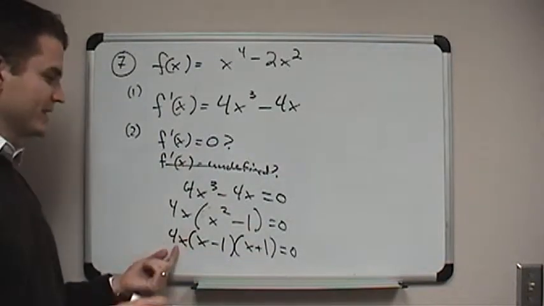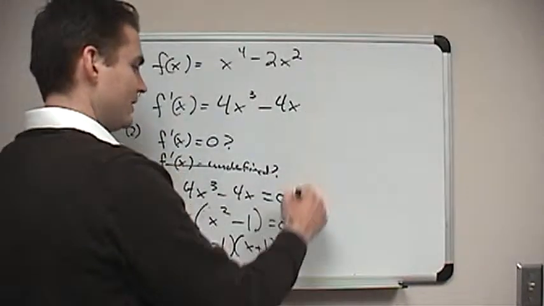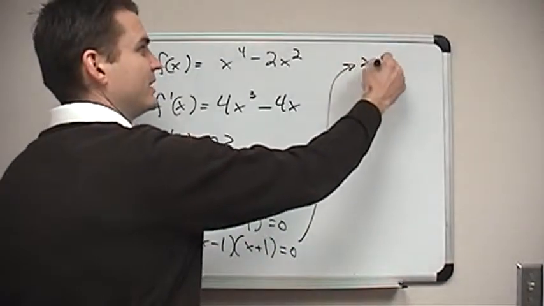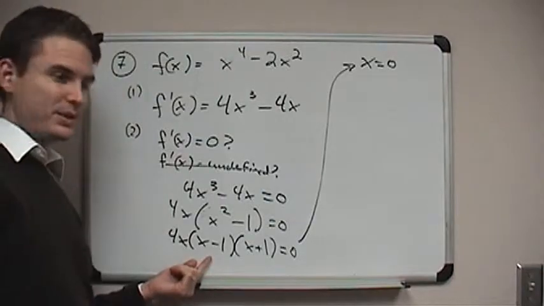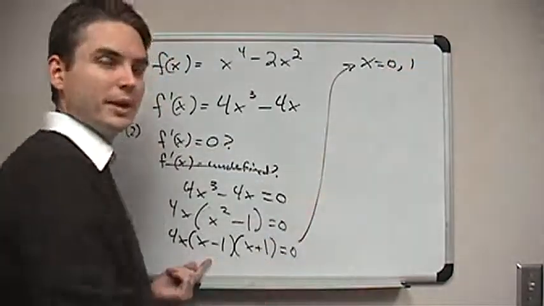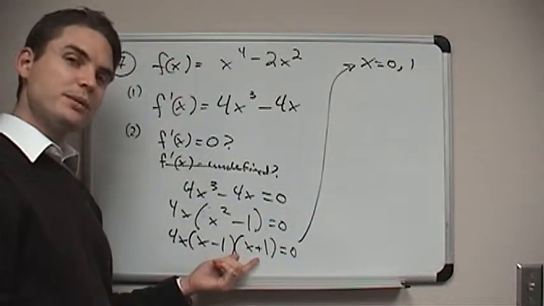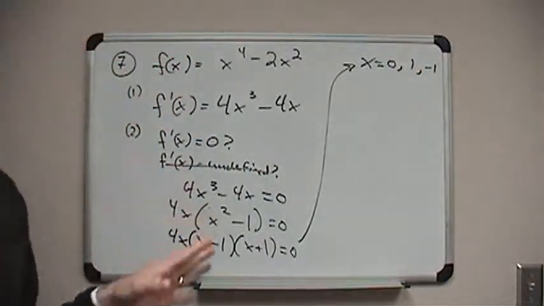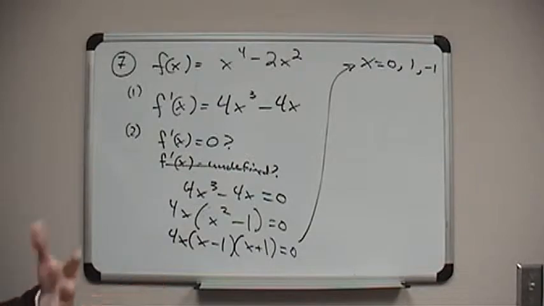So if I set 4x equal to 0, I'll get one solution, right? If 4x is equal to 0, x has to be 0. If x minus 1 is 0, x would have to be 1. And if x plus 1 was 0, x would have to be negative 1. So these 3 numbers are what the book calls critical numbers.